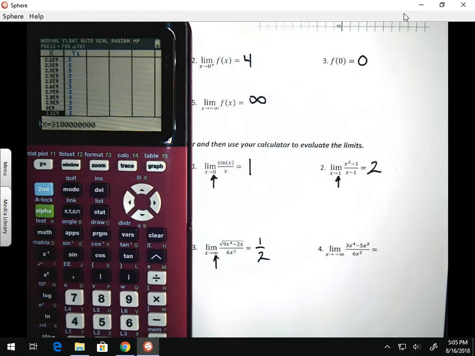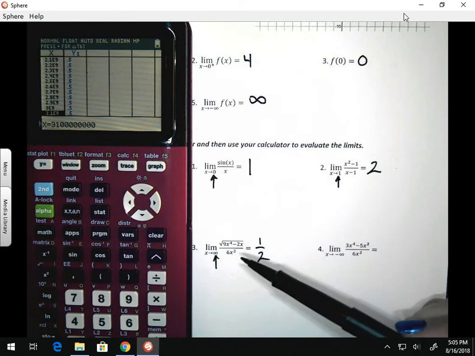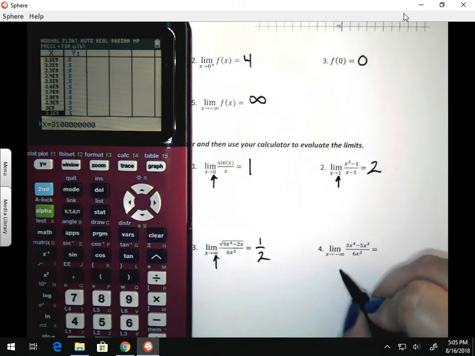Okay, I don't even really have to do much more. I just know that as my x values get bigger and bigger, my y values are all 1/2, which means this must be 1/2. All right, we're going to do the same thing with negative infinity now.